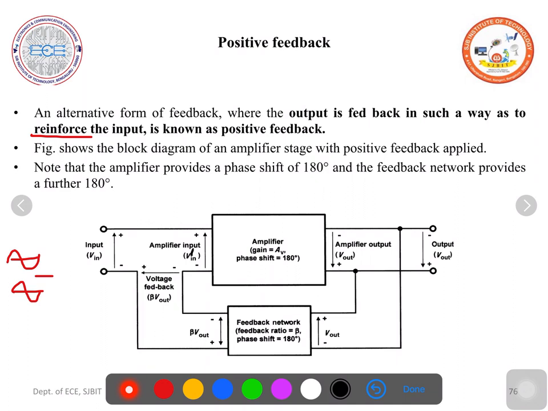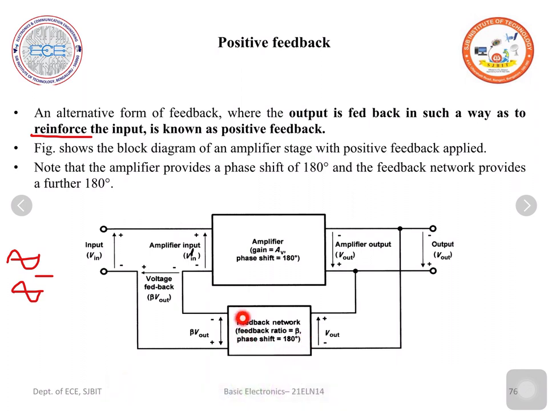Now this basic amplifier input voltage is this V in dash and the output is V out. Then some portion of the output voltage is sampled by a feedback network whose feedback ratio is beta. And this feedback network is designed in such a way that it also provides 180 degree phase shift. So here 180 degree by the basic amplifier, 180 degree by the feedback network, total 360 degrees. So the waveform appearing at this place will be in the same phase with the input voltage.